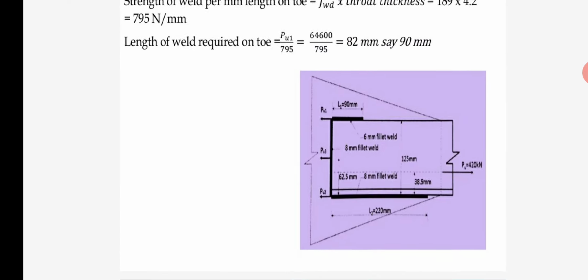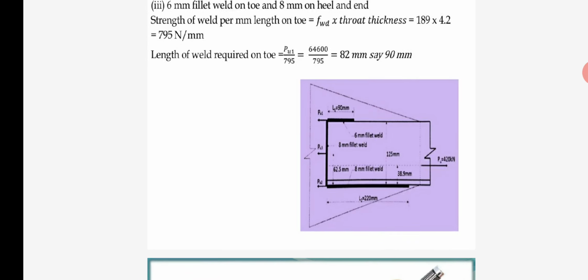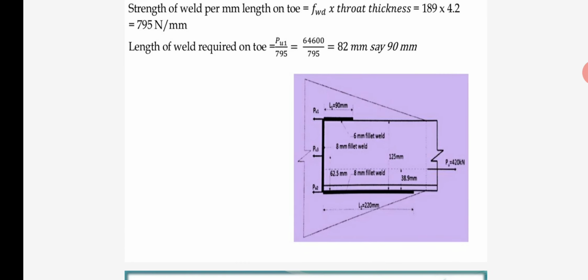So this example is covered in three small examples, calculated in different ways under these three conditions, and these examples are repeatedly asked in GTU also.